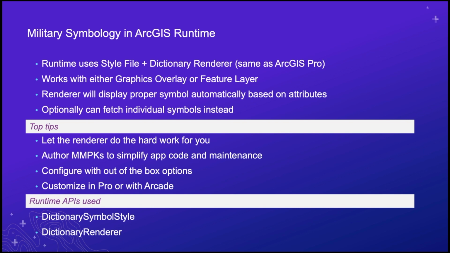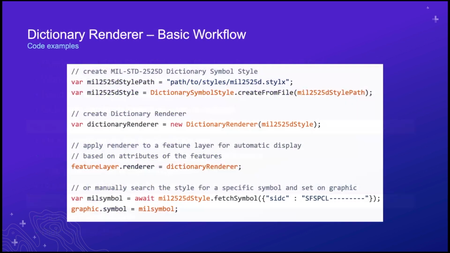Additionally, you can configure with out-of-the-box options. These are options that you publish in Pro, or customize further using Arcade. The runtime APIs that are used include the dictionary symbol style and the dictionary renderer. Let's take a look at the most basic workflow with the dictionary renderer.